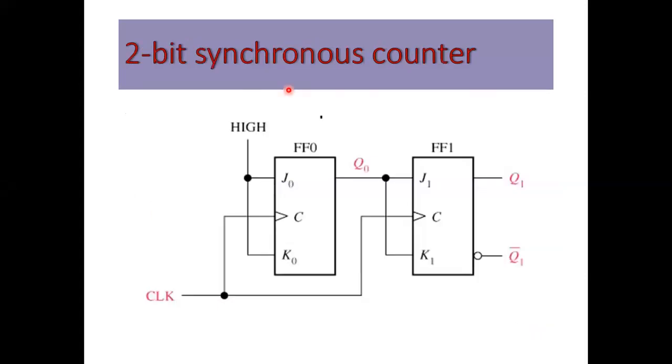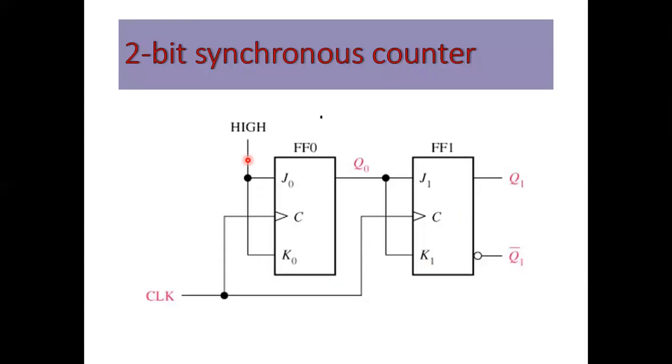See, it's a 2-bit synchronous counter. First we will see how to construct this. Again here the basic flip-flop taken is the J and K flip-flop. I tie J and K together. If you tie J and K together, you will get a T flip-flop, and T I'm connecting to 1.